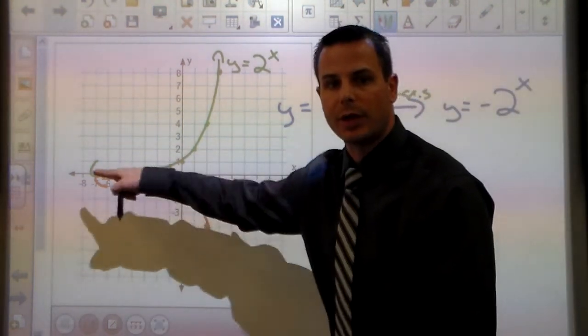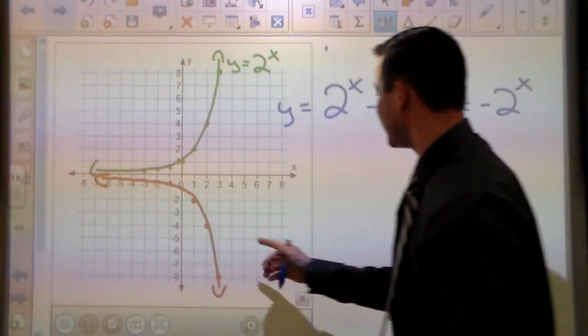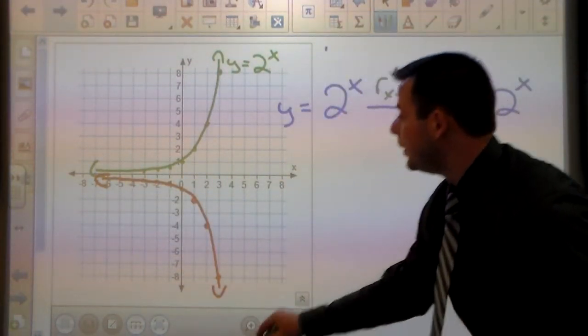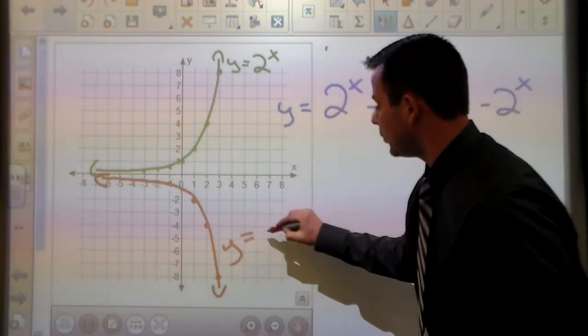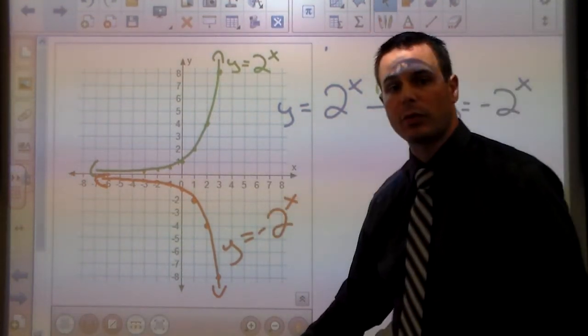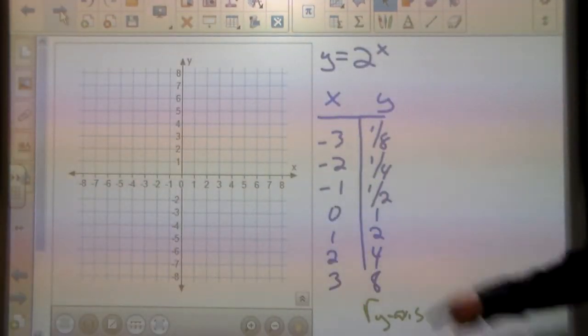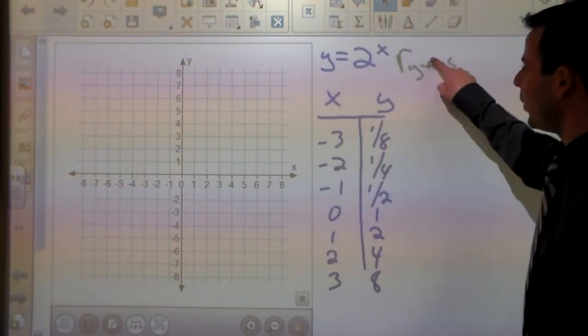Well, that makes sense. Look at the graph. It's always below the x-axis. The y values are always negative. Therefore, the equation of this graph is y equals negative 2 to the x power. Okay, let's move on to a reflection over the y-axis now. We have our table of values, and now we're going to reflect it over the y-axis.